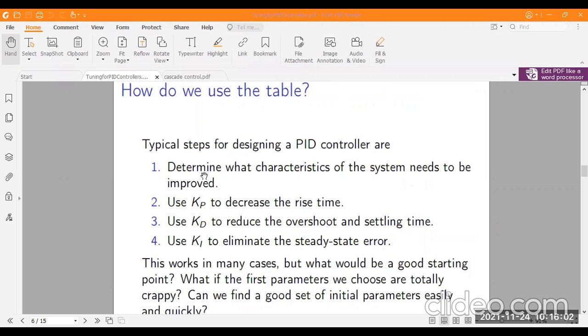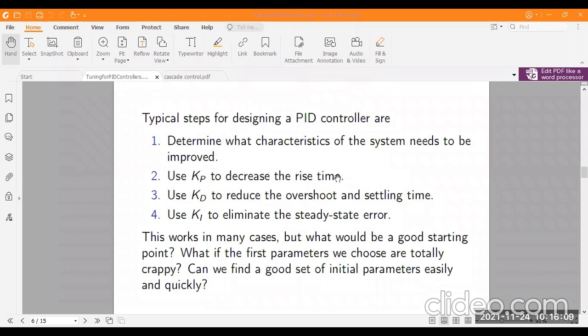These are the typical steps for designing a PID controller. When you have to design an automatic control system with a PID controller, you have to follow these steps. First, determine what characteristics of the system need to be improved, static or dynamic.